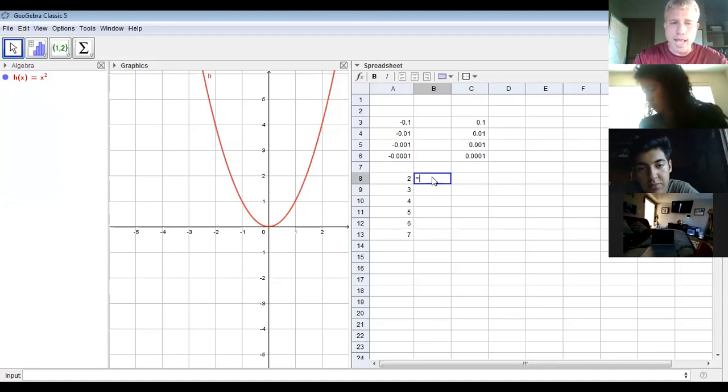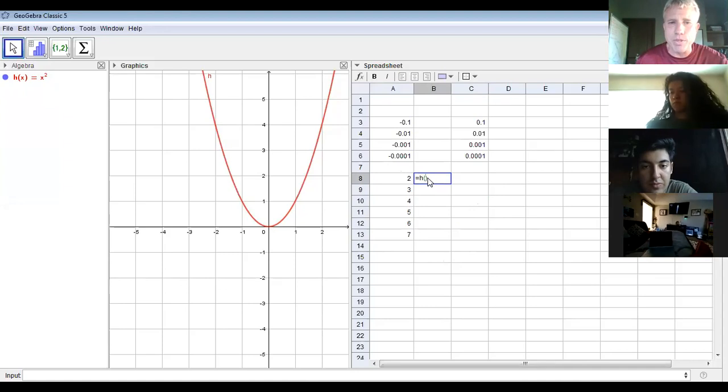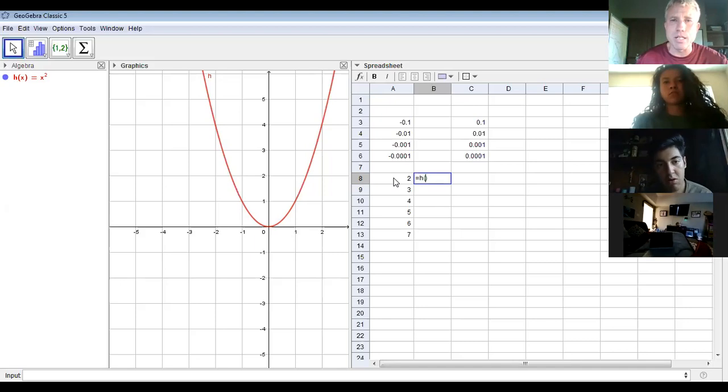And then I do h, and I open the left parentheses. What you'll notice when you open the left parentheses is that GeoGebra automatically closes it with the right parentheses. Right now the cursor is inside of the function notation where the x would usually be. Now I just step over to the cell I'm interested in and I click it, and it will put the name of the cell.